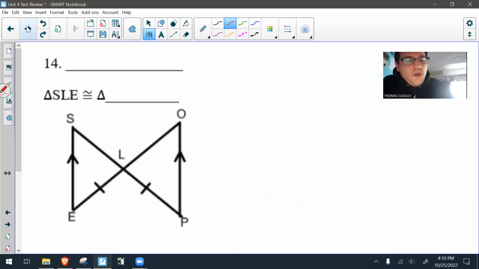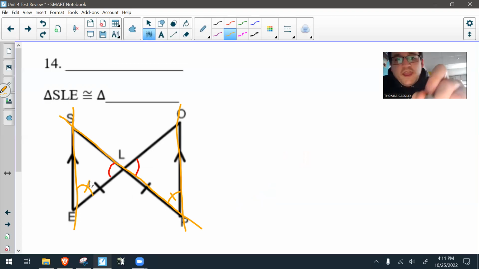Next. 14, we have some parallel lines. We know some sides are congruent. So here's what we got. We got some vertical angles. Now, keep in mind with parallel lines, so these lines are parallel, we have a transversal. So what we can say is that those two angles are going to be congruent. And we also have another transversal.